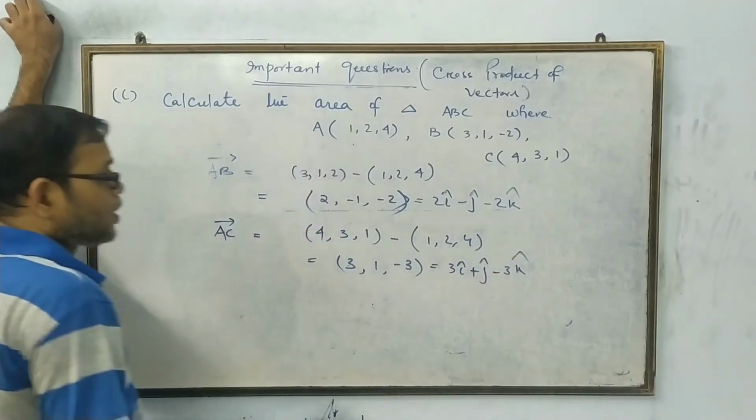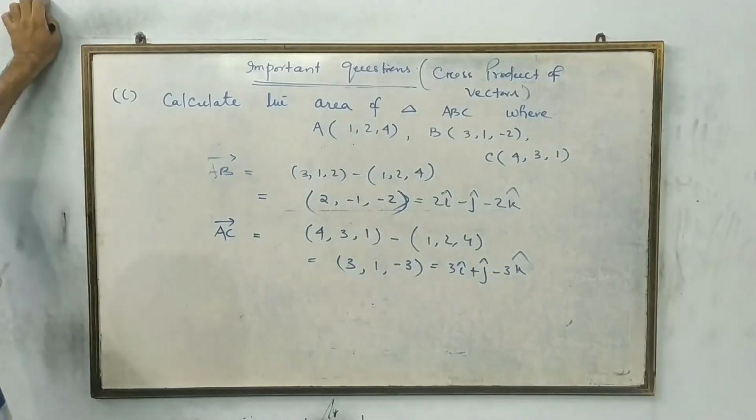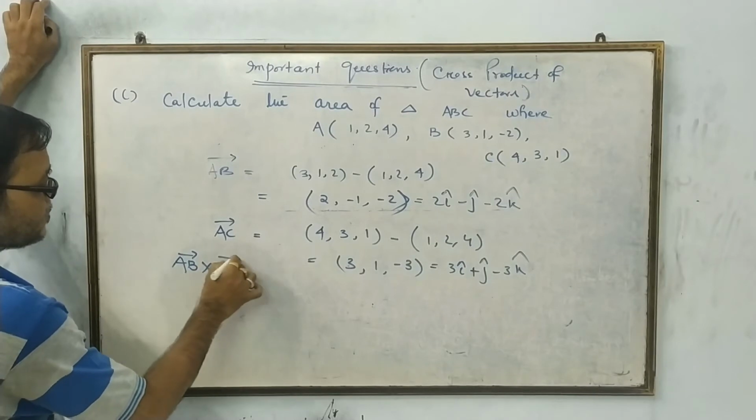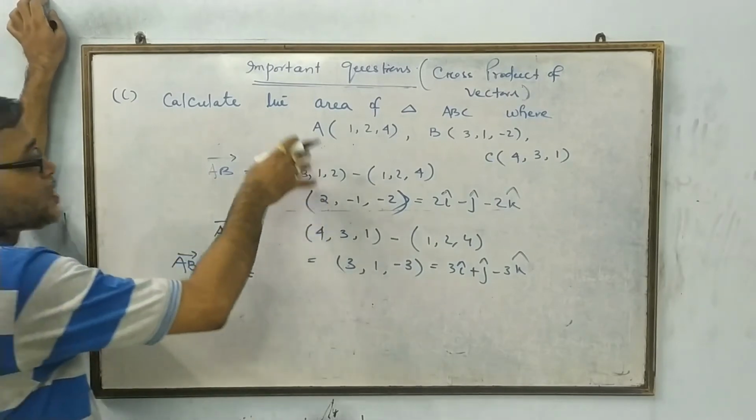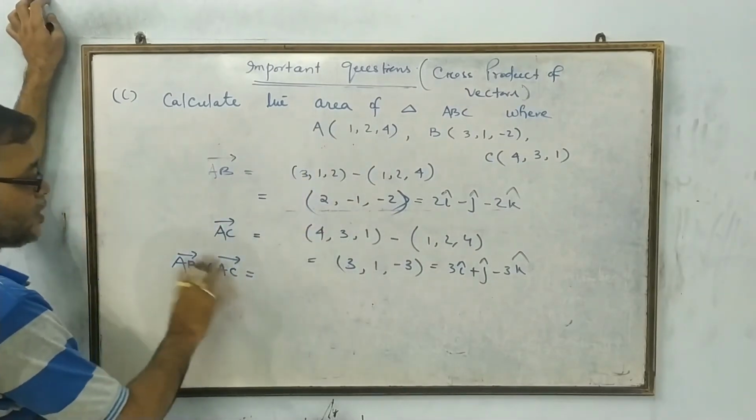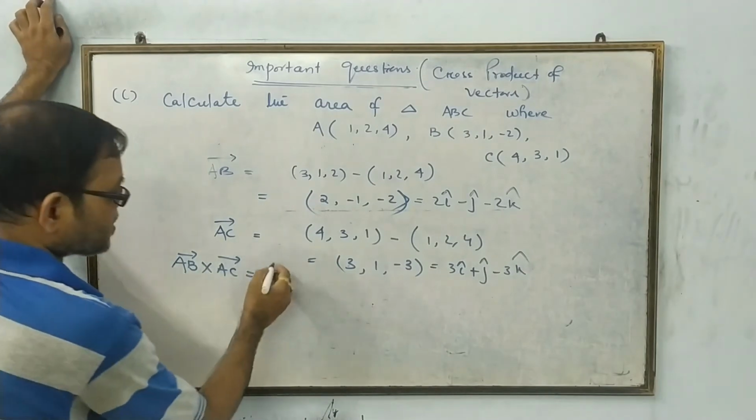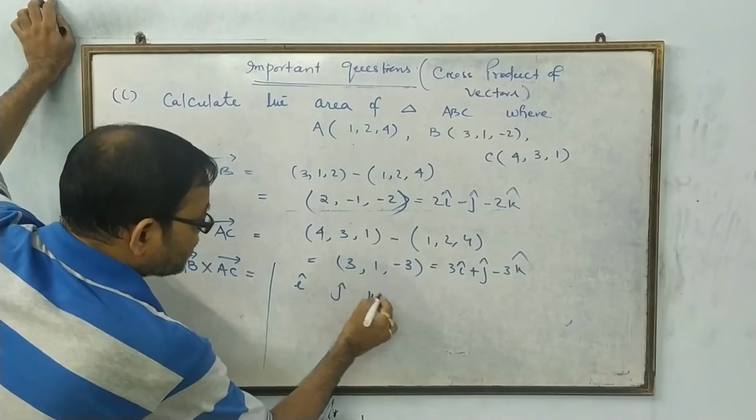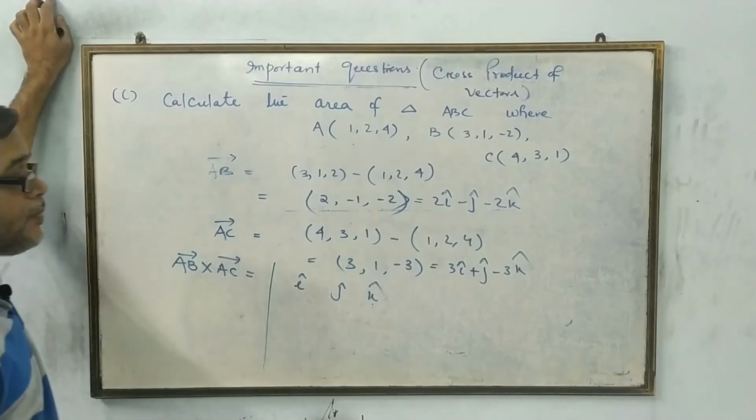We got AB as well as AC. Then find AB cross AC. Step by step method. You see, at first find AB, then AC, then AB cross AC. Use the formula for cross product. I think most of you have done it.